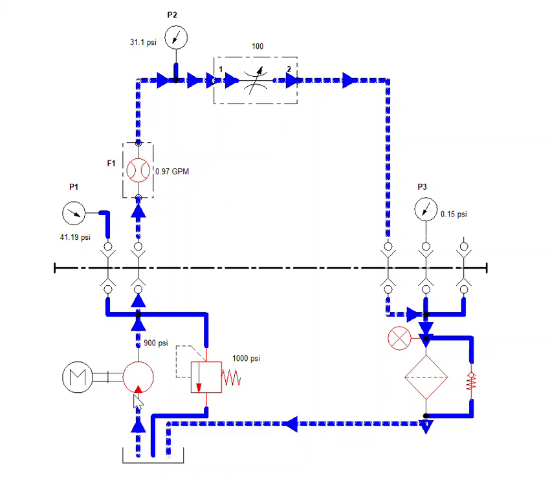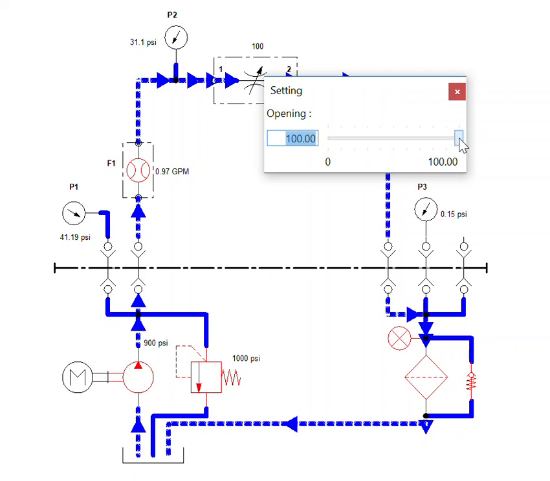The pump is putting out 1 GPM going through the flow meter. It has nowhere else to go except through its own relief valve, which is fully open at 1000 psi, and it starts to crack open just a little bit around 900 psi.